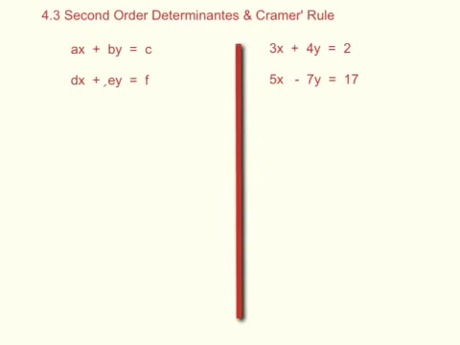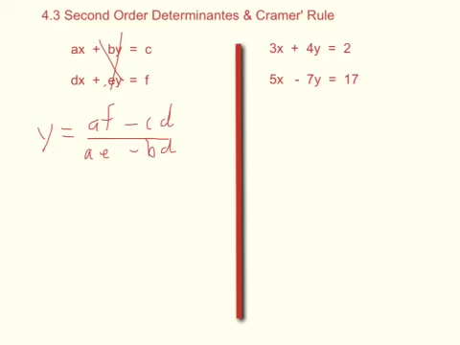So now we've solved for x. What we can do is we can solve for y. So we do that by ignoring this. And so using the same formula, we would get that y equals a times f minus c times d divided by a times e minus b times d.